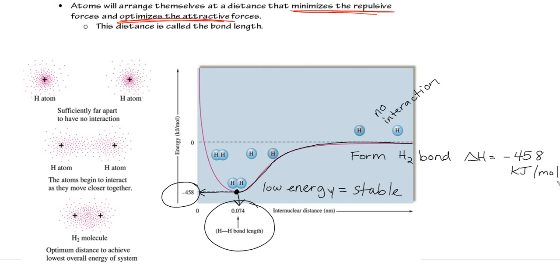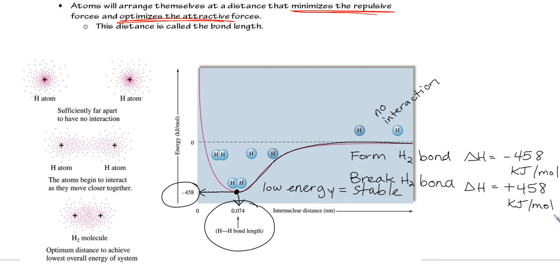However, we should also make note that if you want to break the bond, if you want to break the H2 bond, delta H is just positive 458 kilojoules per mole. By definition, that's called bond energy, the energy required to break a bond. Now, what if they asked you that off of this graph? Hey, how much energy is required to break the bond?